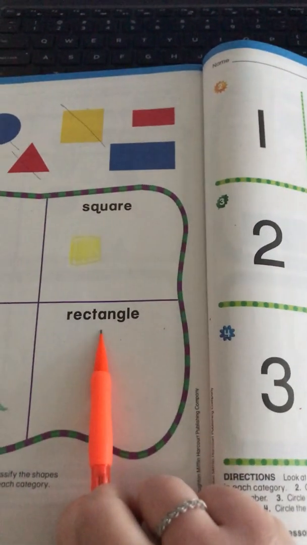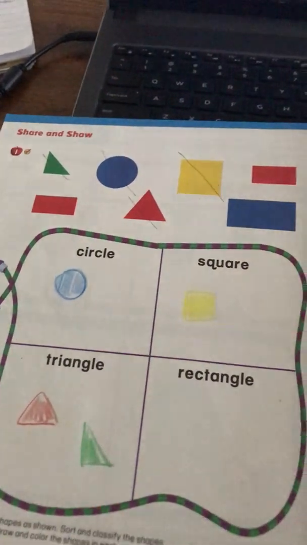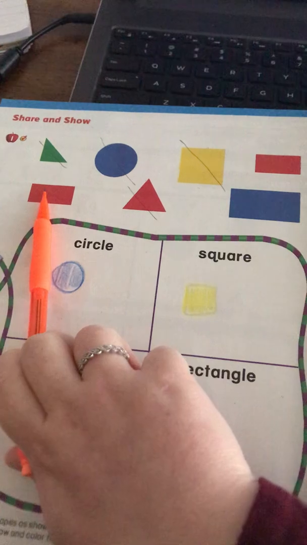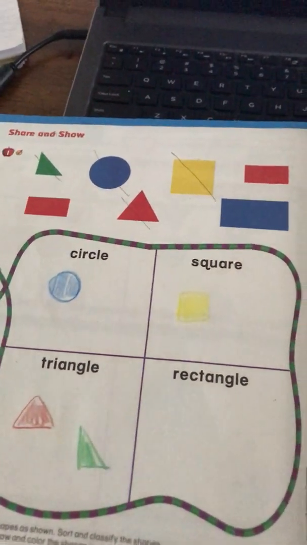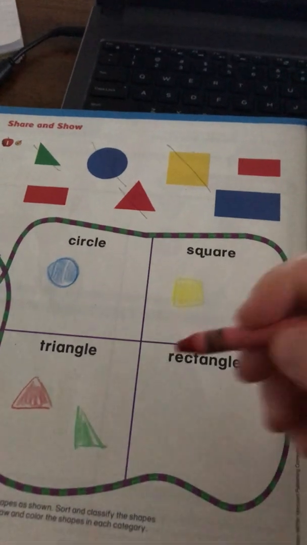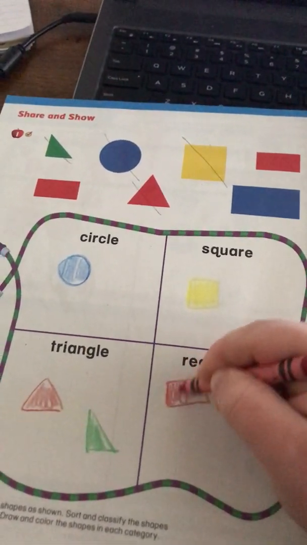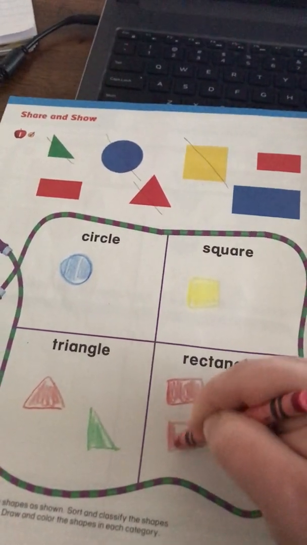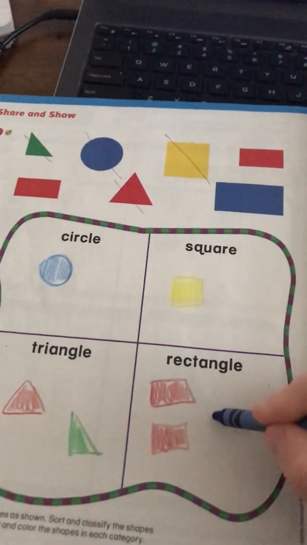Last one. How many rectangles do you see up here? How many rectangles? I see 1, 2, 3. I see 3 rectangles and 2 of them are red. So I'm going to make 2 red and I see 1 blue.